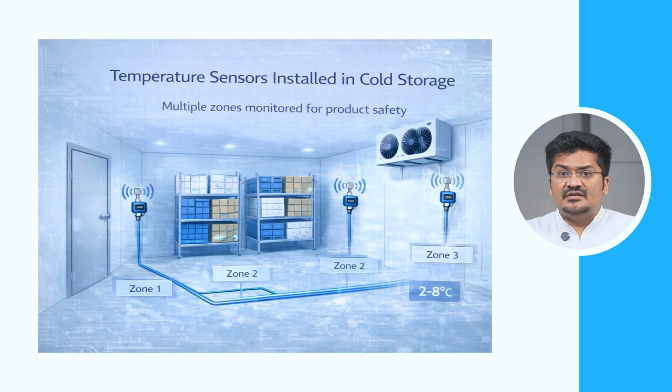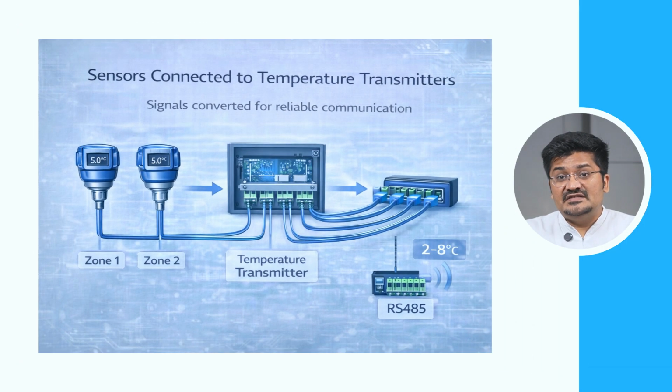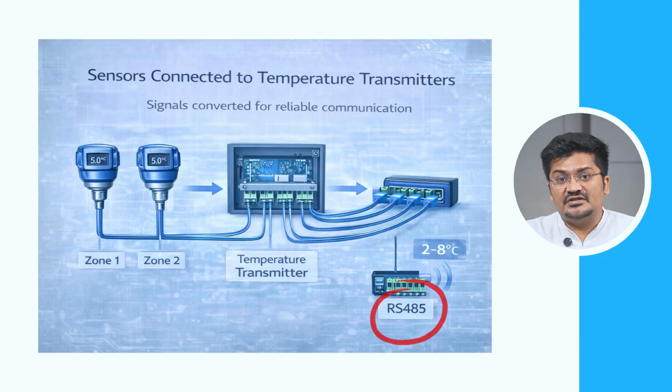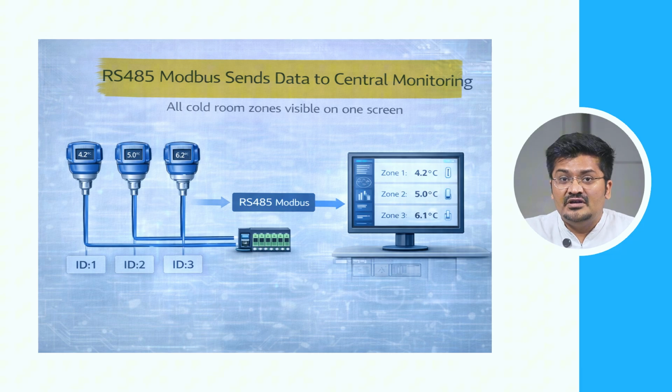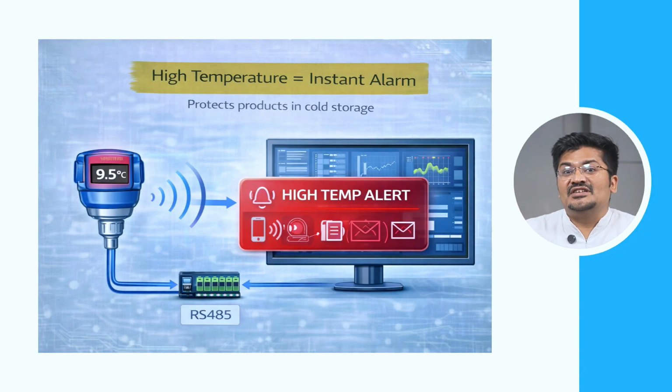Let us imagine a cold storage monitoring system. Temperature sensors are installed inside the cold storage. Each sensor connects to a temperature transmitter. The transmitter sends signals using RS485 Modbus communication. All the data reaches a central monitoring computer. Now, engineers can see temperature values on the screen. If the temperature goes above the limit, the system sends an alarm notification. This is a simple example of instrument communication in real industry.